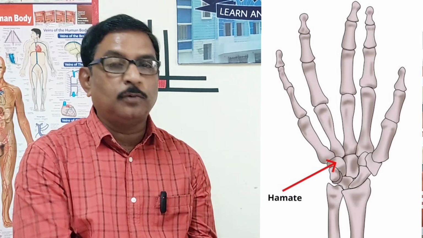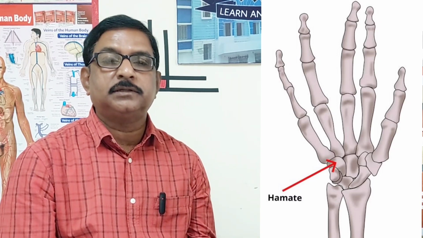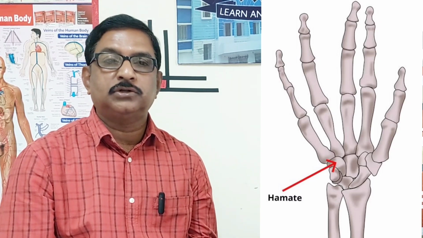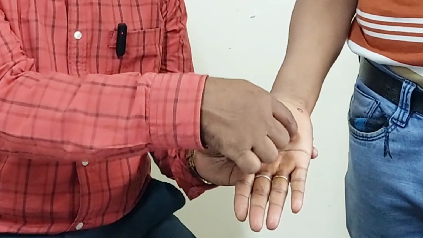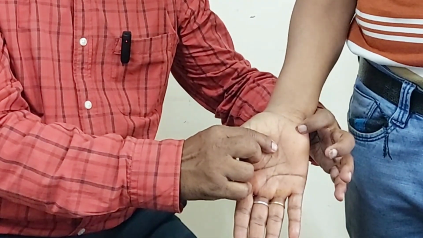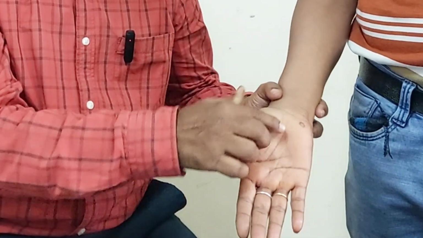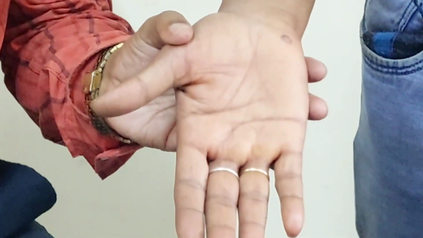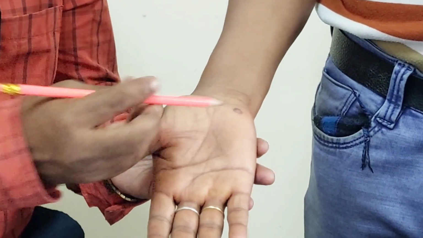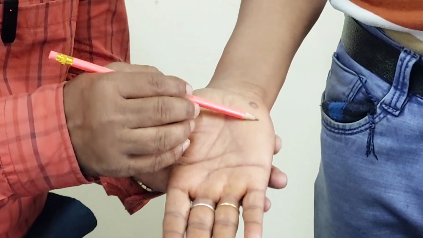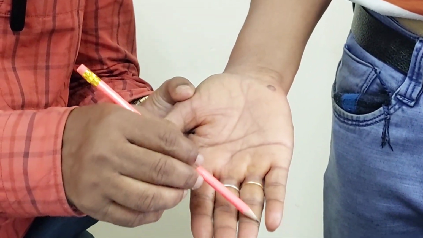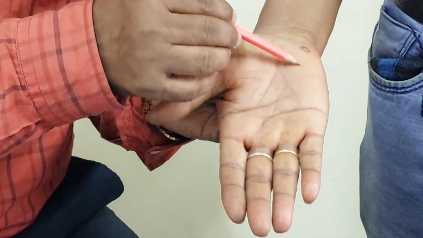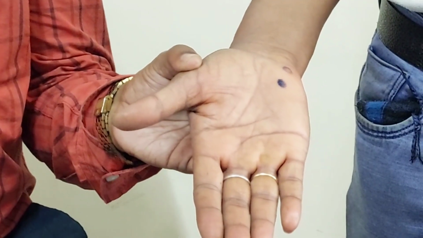Next point is hook of the hamate. Hamate is a carpal bone, it is a short bone, hypothenar eminence. Here, this is the marking for pisiform bone. So, I will go below this, about 2.5 centimeter below this pisiform bone on the hypothenar eminence and along the line of the medial border of the ring finger. So, here is the point for hook of the hamate.